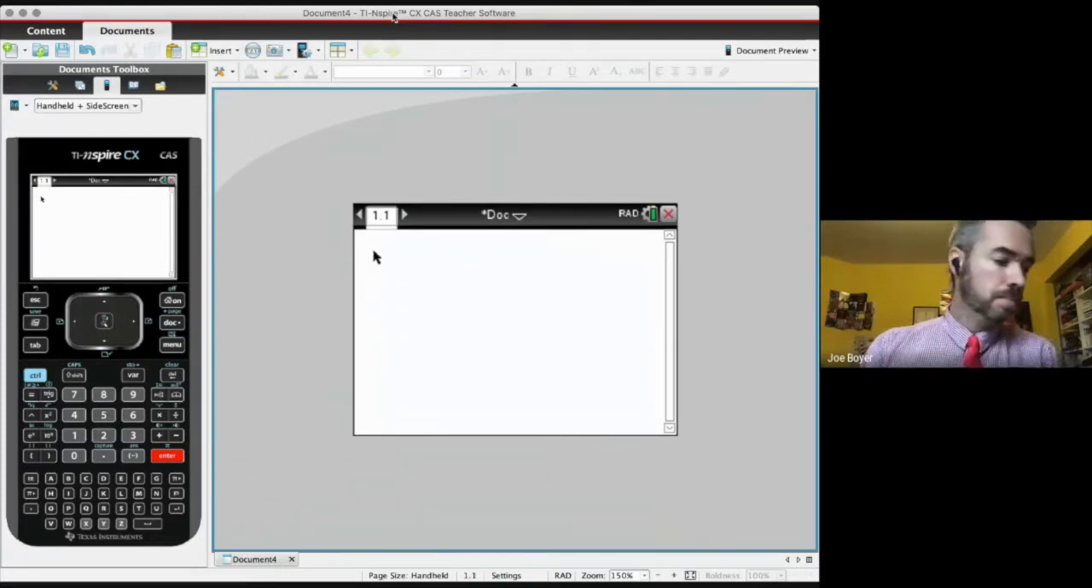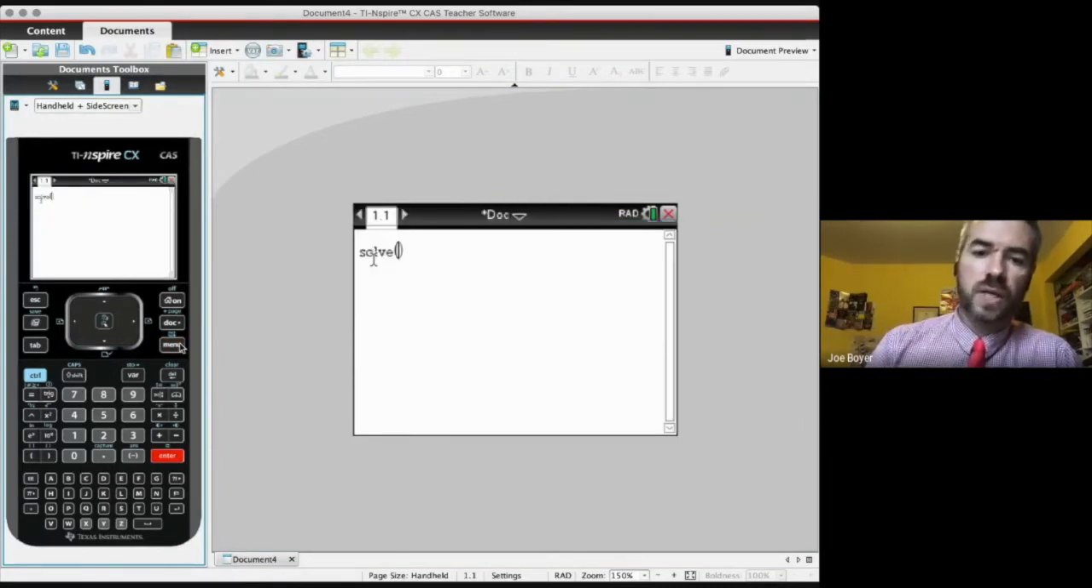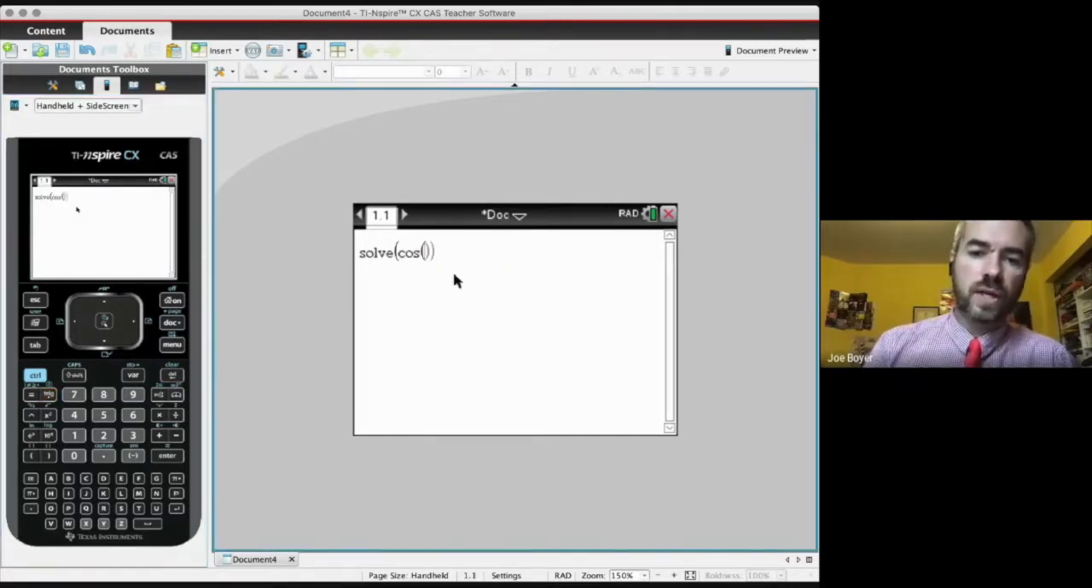I'm going to do question 1b, which asks me to solve cos x. To do that, first of all, we simply go into algebra and solve an equation. That brings up the solve. To type in cos, I can either type COS on my calculator, or I can go through the trig menu here. Hopefully you can see that. Trig, cos is what we're looking for. They're the two ways to get cos in there.